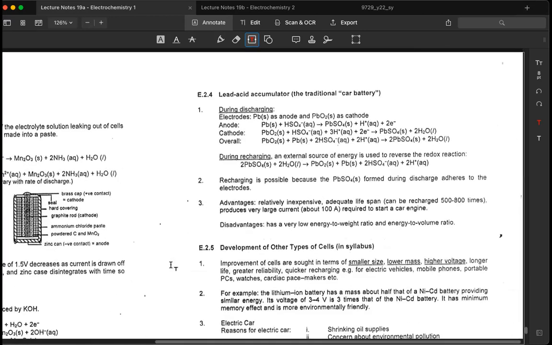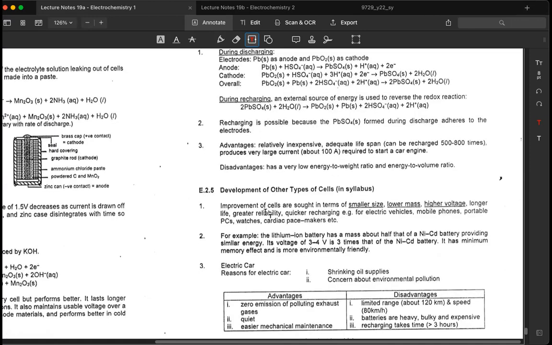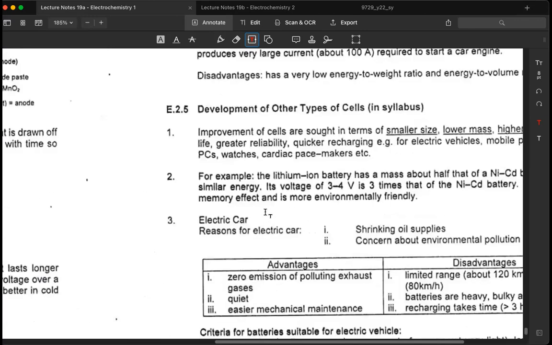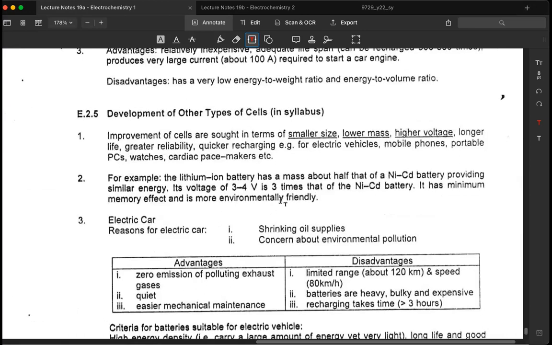Then this part is for the traditional car battery. What happens during discharging and charging? It's like your handphone, right? You recharge it and then discharge when you use it, and recharge, discharge, charge over time, right? For car batteries, it can be recharged up to 800 times maximum. But the rest is about how you can improve the cell by looking at smaller size, lower mass, higher voltage, longer lifespan, greater reliability, quicker recharging. These are the considerations when we want to develop a better cell.